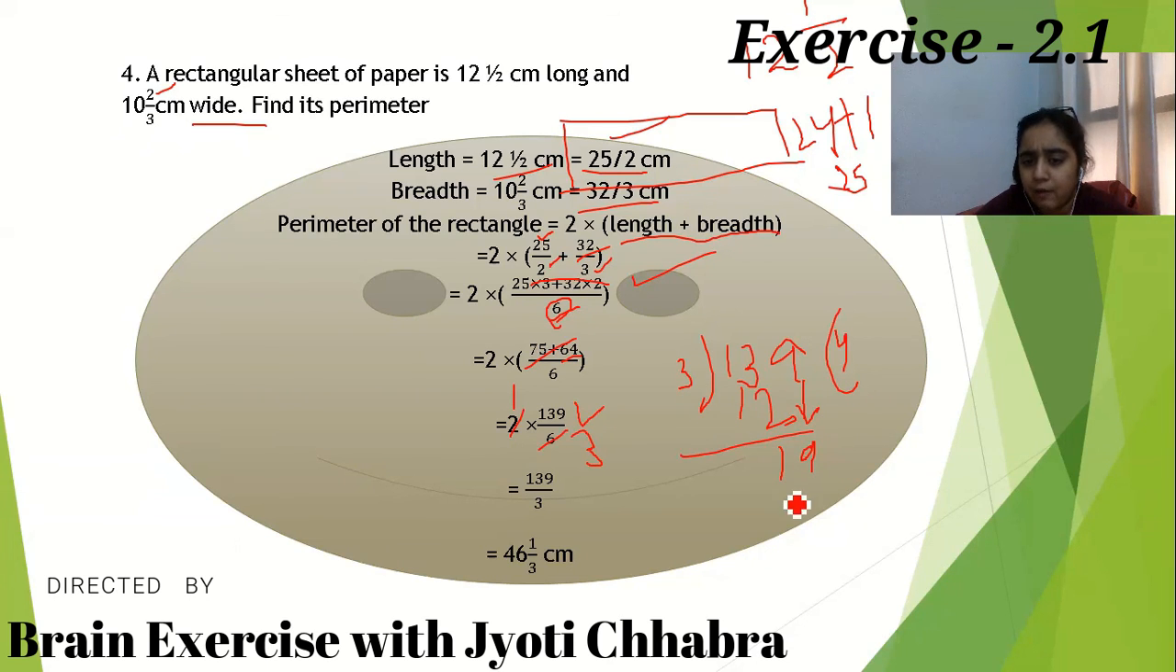Now we have to divide this 19 by 3. We have remainder 1. So how we will write this? We have to put 46 here, and remainder is in the numerator position, and this 3 would be in a denominator position. Now we have the perimeter of rectangle is 46 1 upon 3 centimeter.